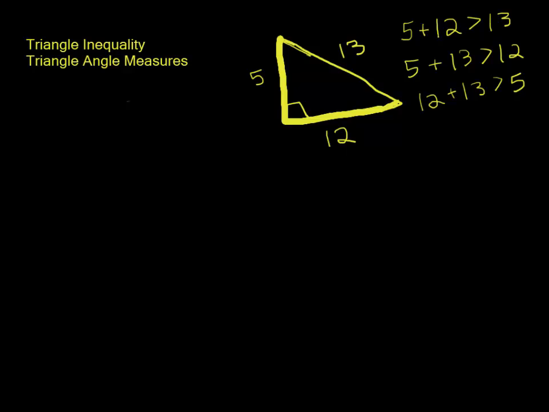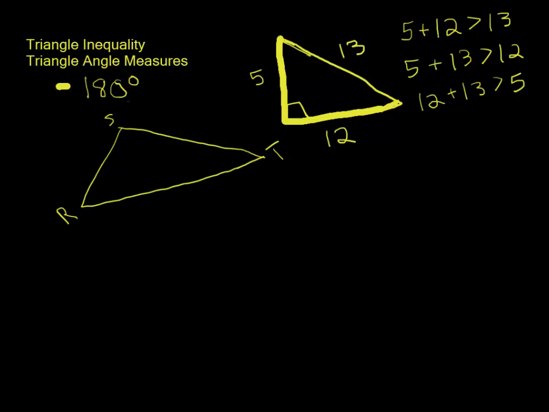Finally, we need to understand something about the triangle angle measures, and that is that the interior angles of a triangle will always add up to 180 degrees. What that means is that angle R plus angle S plus angle T will always add up to 180 degrees, regardless of the shape or the look of the triangle.